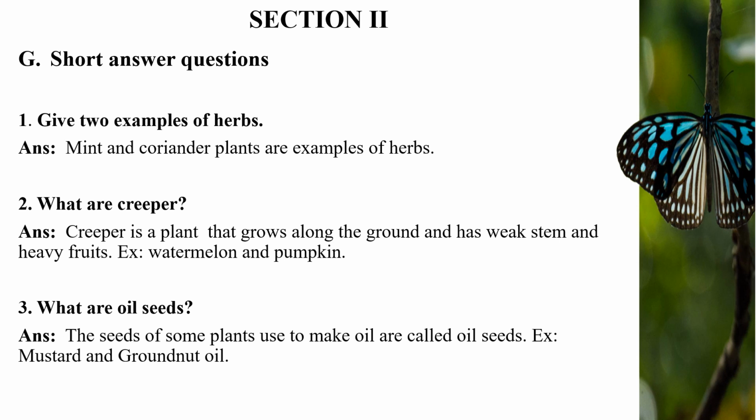Section 2, short answer questions. First question, give two examples of herbs. Answer, mint and coriander plants are examples of herbs. Second question, what are creepers? Answer, creepers are plants that grow along the ground and have weak stem and heavy fruits. Example, watermelon and pumpkin. Third, what are oil seeds? Answer, the seeds of some plants used to make oil are called oil seeds. For example, mustard and groundnut.